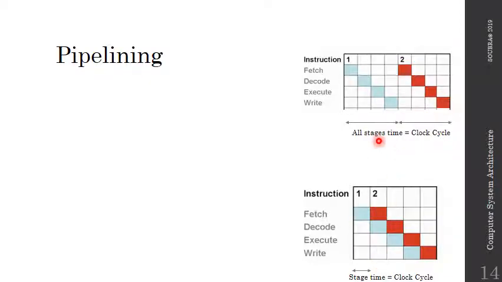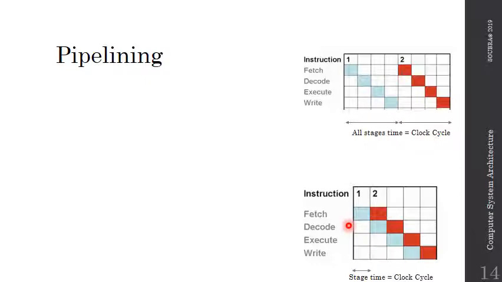And then here, the whole data path is a single cycle. So this is the time of all stages. It will define the cycle time. So the whole data path.